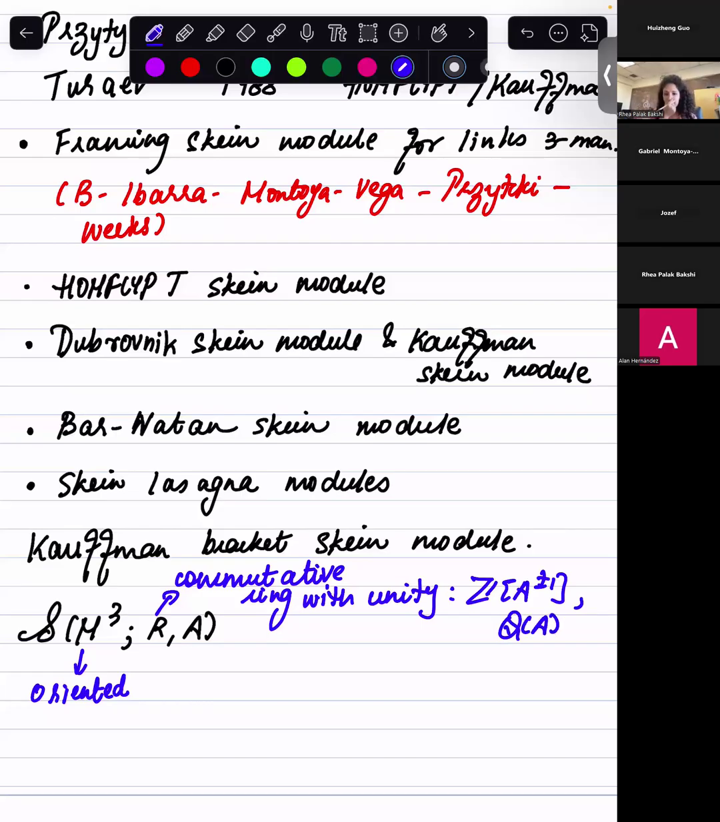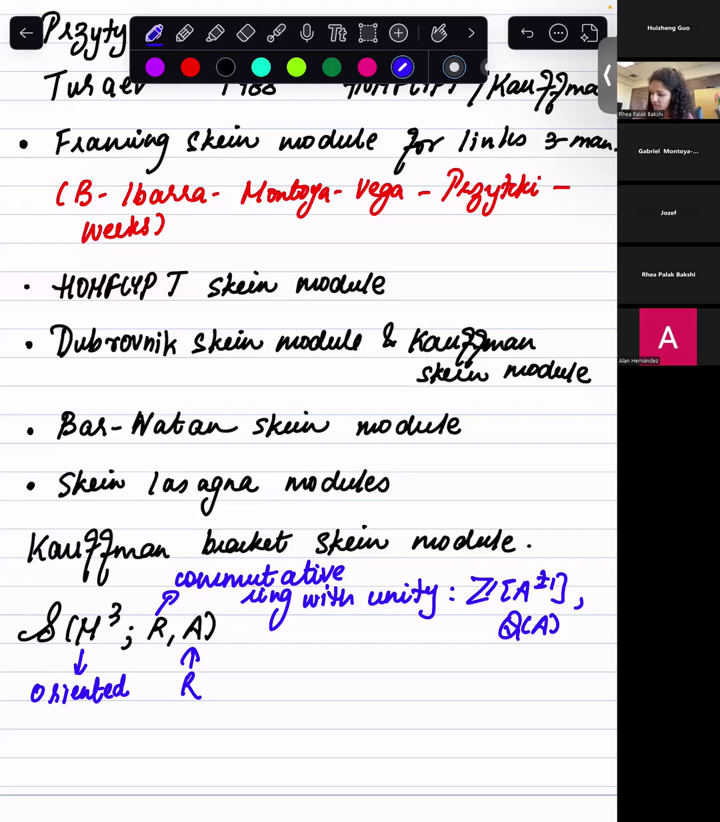And the field of rationals. So we'll be working over the ring of Laurent polynomials and the field of rationals, or maybe one result about the ring of rationals where we invert all cyclotomic polynomials. Okay, so this is our setting: an oriented three manifold, a commutative ring with unity with an invertible element A. So this is an A, and some distinguished invertible element in our ring.